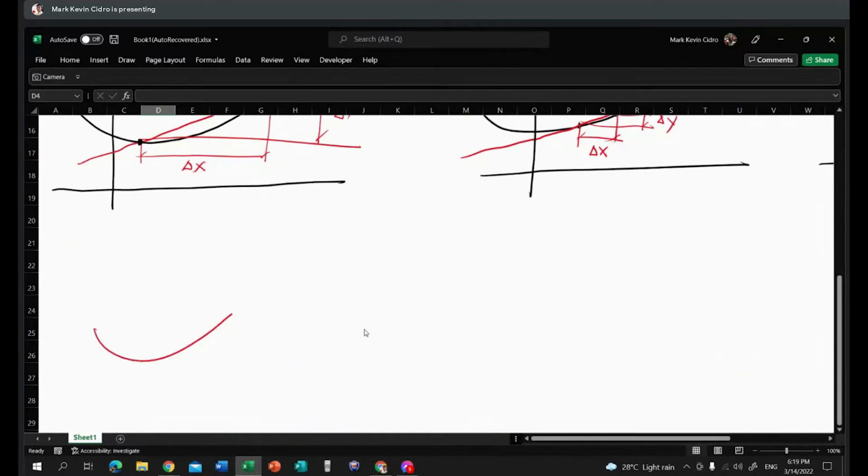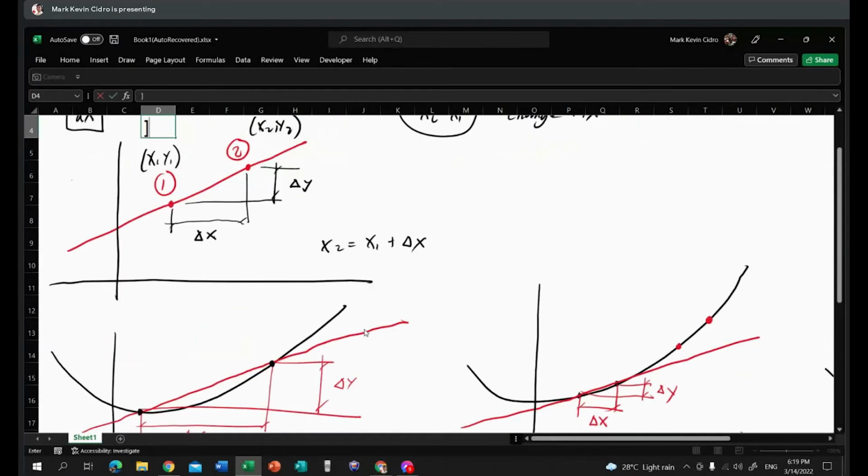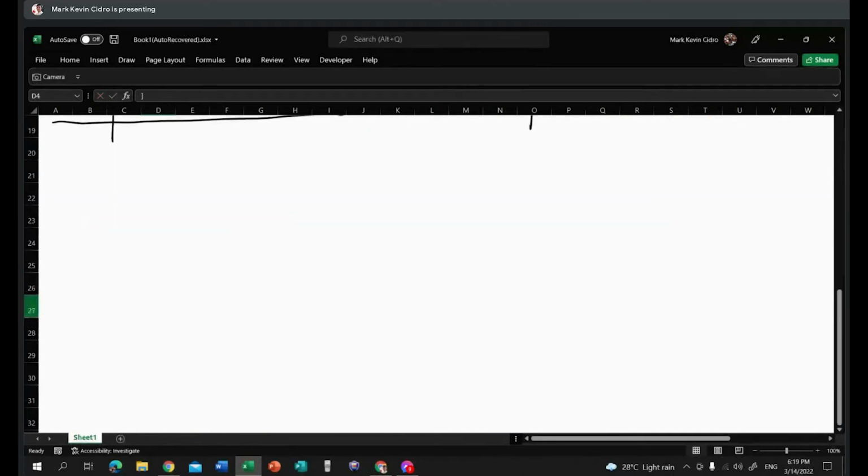Example, if you have a curve, say this is your curve, like a parabola. If you want to get the slope of the curve at, for example, this point, you again get the tangent line. The slope of the tangent line on that point on the curve will be the slope of the curve on that point only. On that point only.